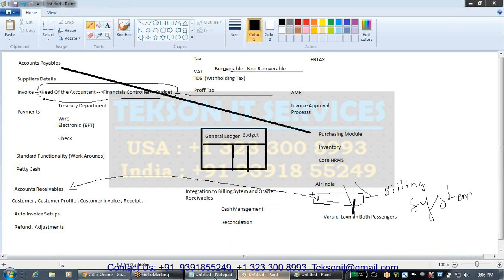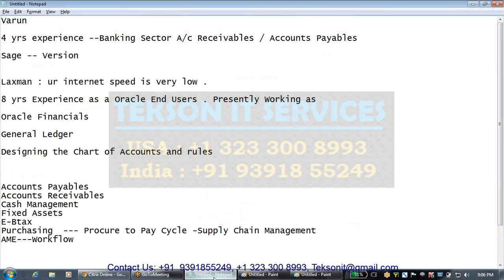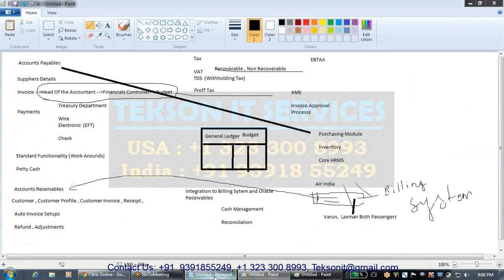Has anyone worked on the Cash Management module as an end user? Yeah, Varun and Lakshman? Reconciliation between... Yeah, go ahead. Cash bank reconciliation, between the cash book and the bank book, we reconcile the balances.